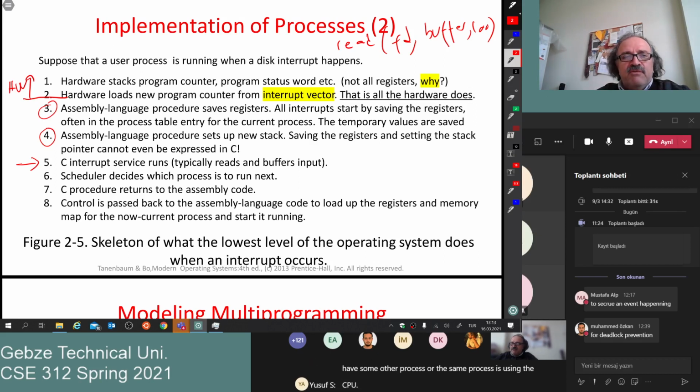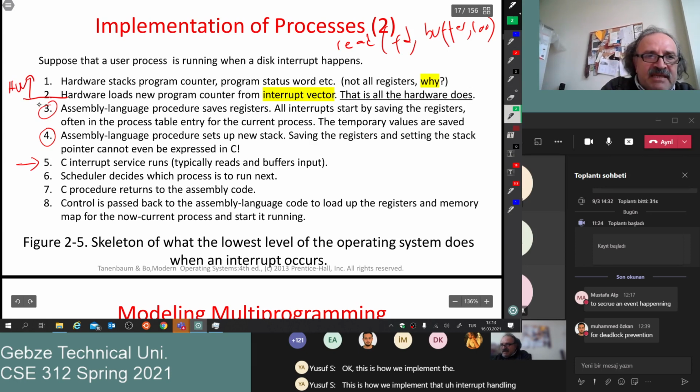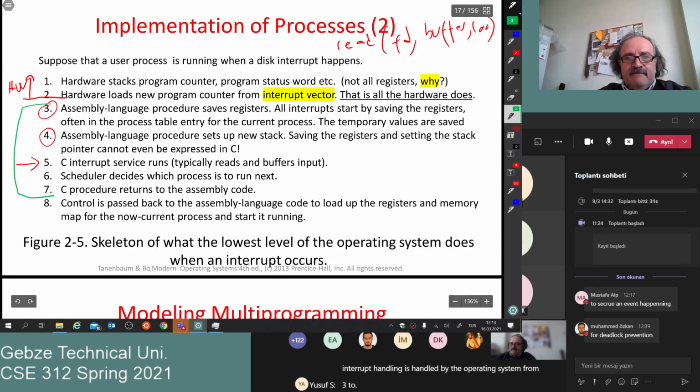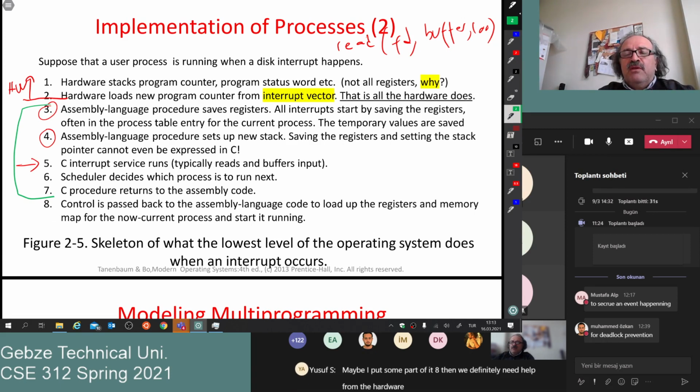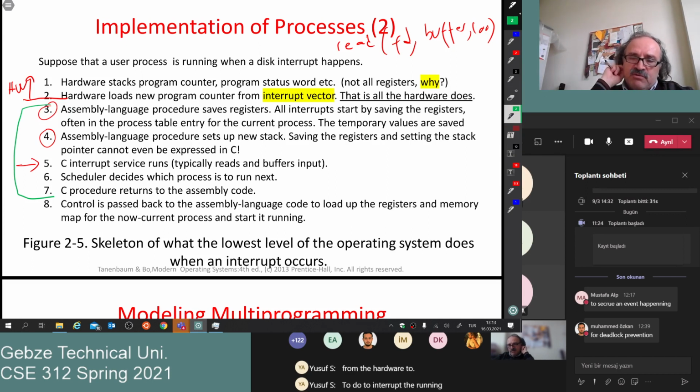Okay, this is how we implement interrupt handling. Interrupt handling is handled by the operating system from 3 to 7, maybe some part of 8. Then we definitely need help from the hardware to interrupt the running process and to save some data while the process is running. Okay, any questions on this set of steps?